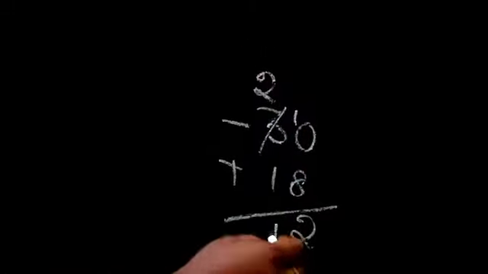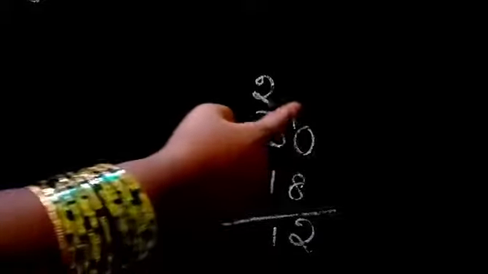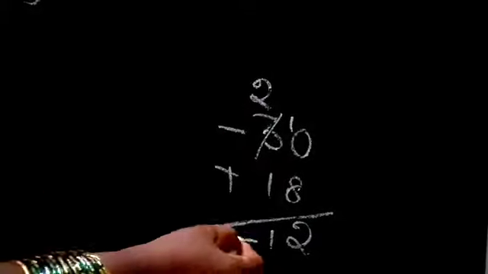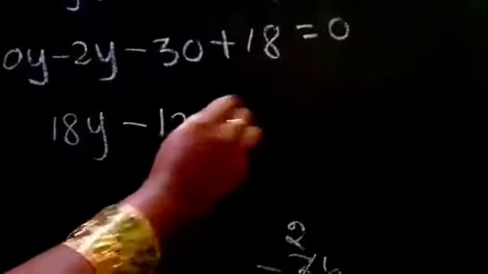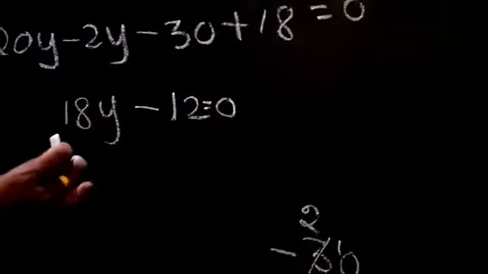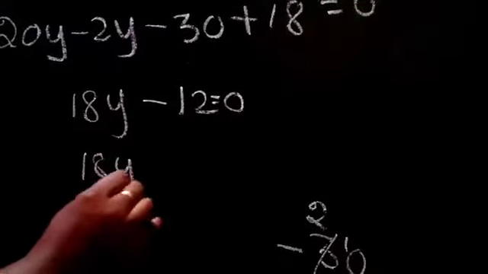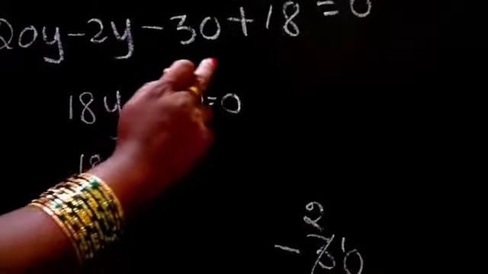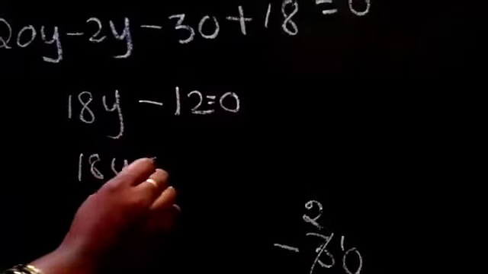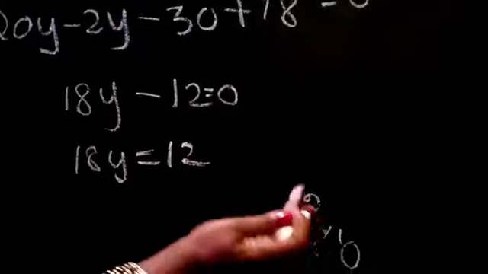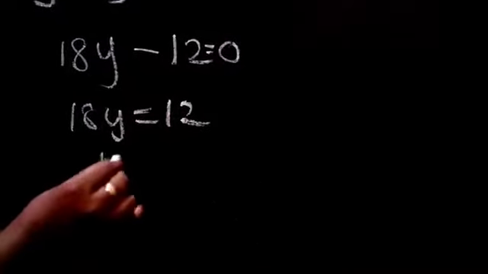2 minus 1 is 1. But we have the bigger number as minus, so we have to show minus 12. So it is 18y minus 12 equal to 0. Then this minus 12 will shift to the right hand side. It will become plus 12. Then we need only the y answer.